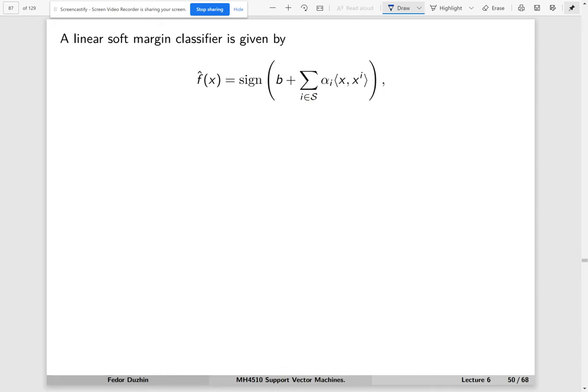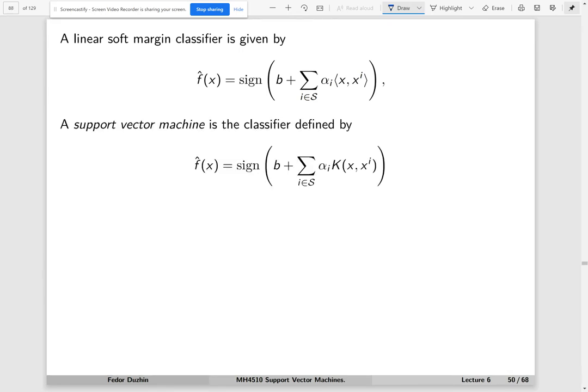Right, so a linear soft margin classifier is given by this formula. It is also the linear support vector classifier. So soft margin classifier is the same thing as a linear support vector classifier. A support vector machine is one more added thing to it, so non-linearity, right? So support vector machine is a soft margin classifier that looks a little bit different. We are going to replace the inner products in the original space with the kernel function, which, as we know, is the inner product in the enlarged feature space.